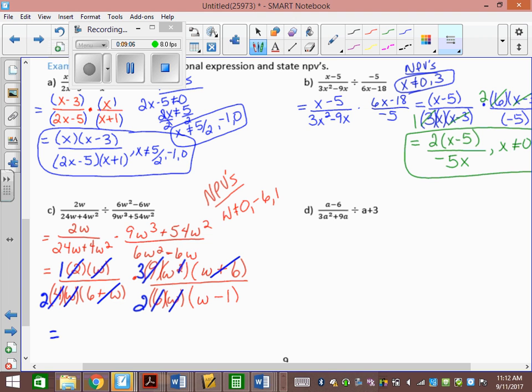So let's see. 1 times 1 times 1 times 3 times 1 times w times 1 is 3w. And on the bottom, I have 2 times 1 times 1 times 1 times 2 times 1 times 1 times w minus 1. 2 times 2 is 4. W minus 1. And then w cannot equal 0, negative 6, and 1.